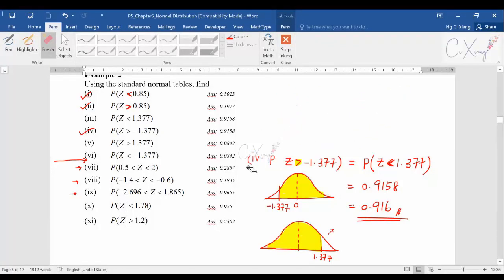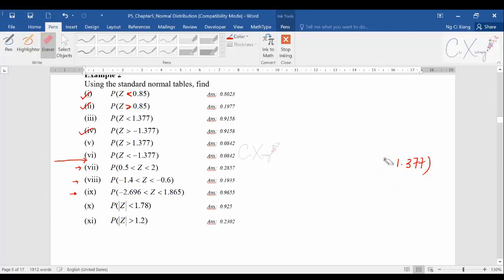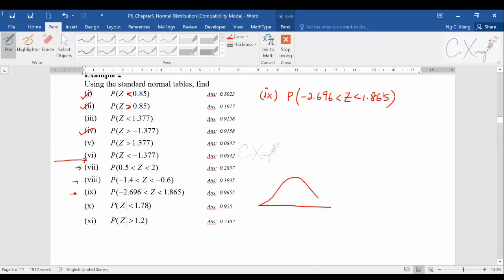So usually when I see this kind of question, Z is between two numbers, regardless if it is positive or negative, I will always do a standard step. So the standard step is like this. Okay, I will show you maybe part 9 because it consists of positive and negative. Alright, so this is what I have. Okay, so if I look at this question, Z is between these two values. So I want to know how big is my area. Okay, so maybe I can draw a graph to help me.